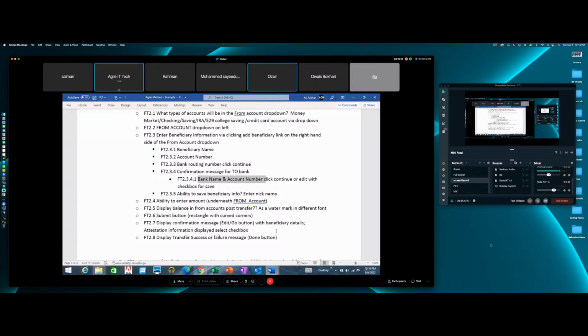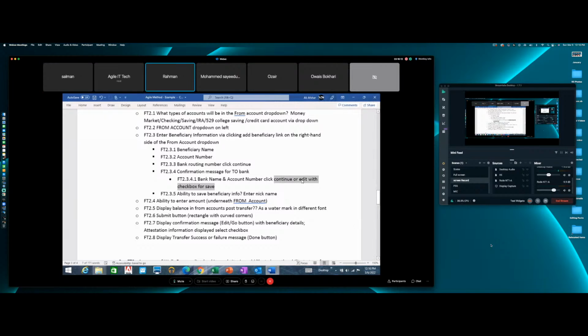Which screen is this coming on? Third. Number 3. What else is on this? You have a Save, Continue or Edit button, and the checkbox for save. A checkbox for save. There are 3 separate functions here.